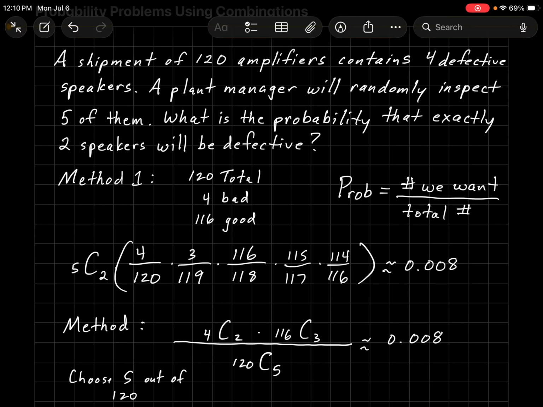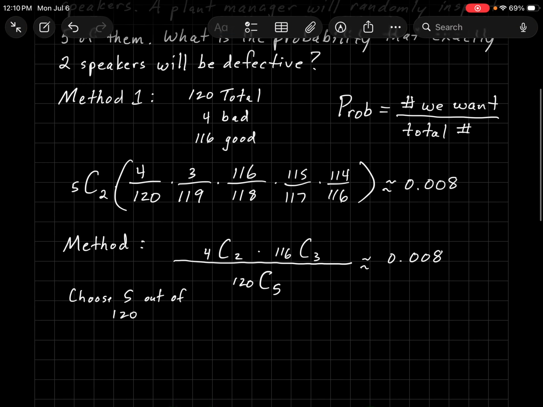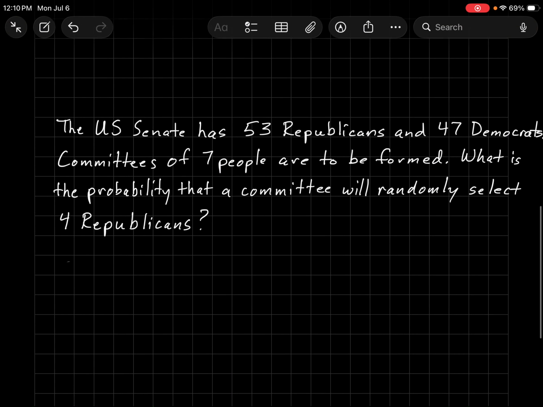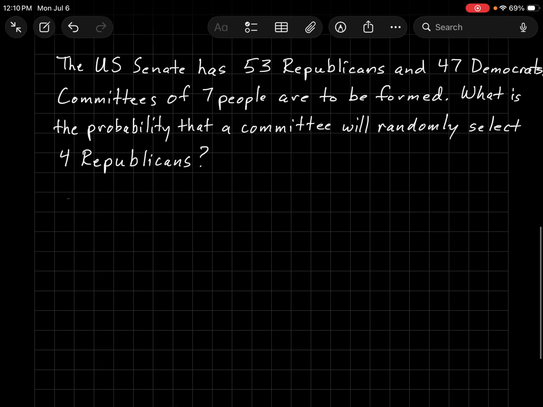Let's do one more example. We'll do it both ways. As of the recording, the United States Senate had 53 Republicans and 47 Democrats. Committees of 7 people are to be formed. What is the probability that a committee will randomly select 4 Republicans out of the 7?